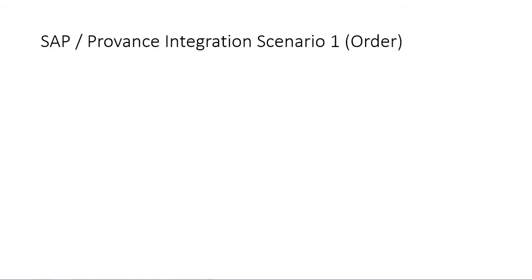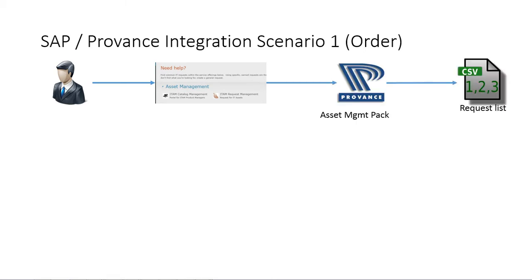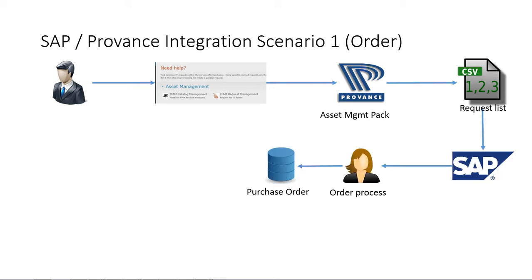Okay, we have three scenarios prepared. The first one is people order hardware over the self-service portal, and this then is stored in the asset management pack. And the first thing we're doing to get this to SAP is creating a CSV file. To be honest, this is easy to demonstrate. We could also write this with SQL directly into SAP.